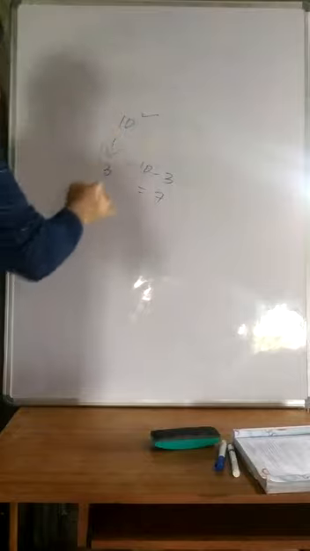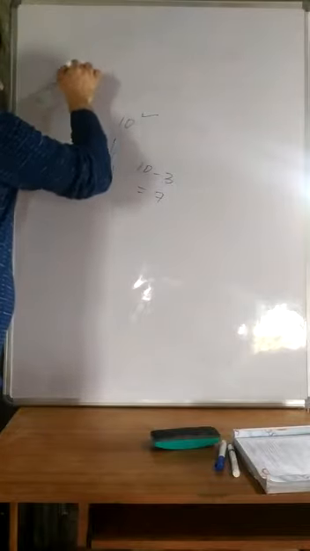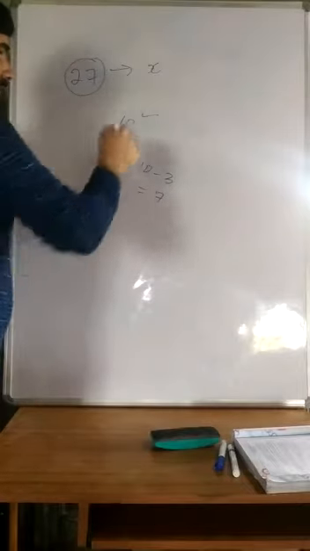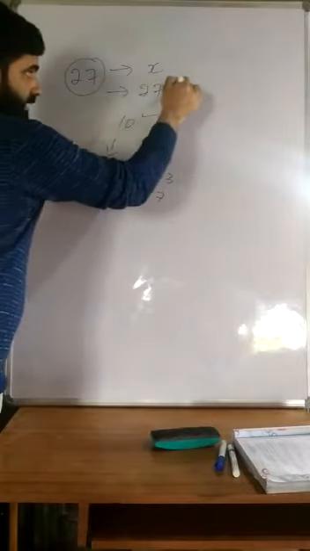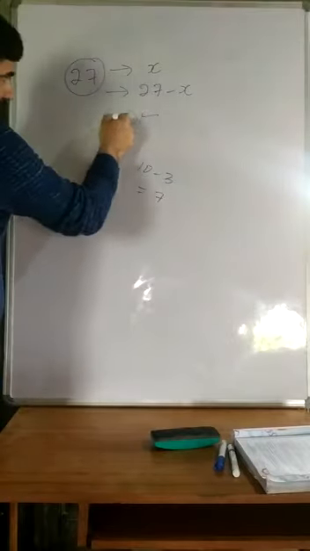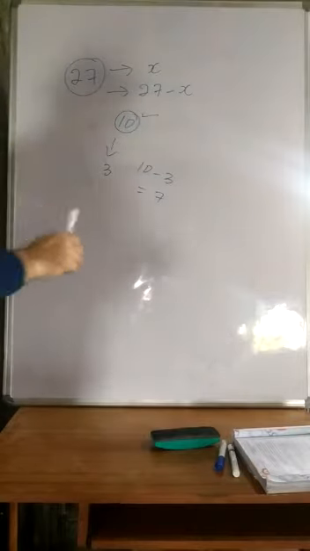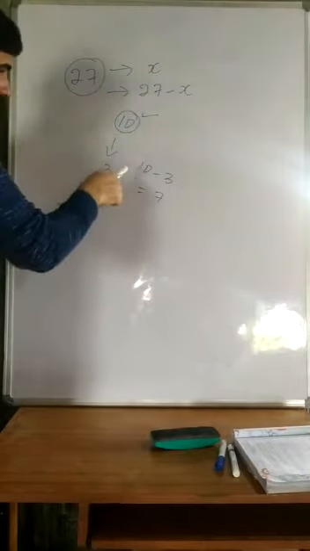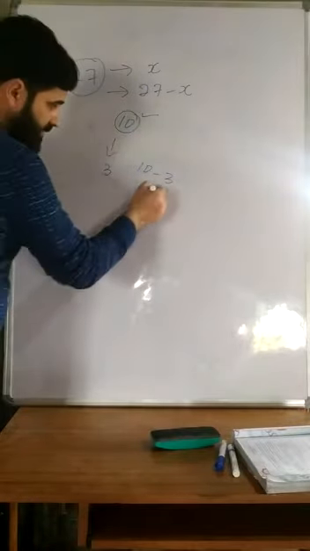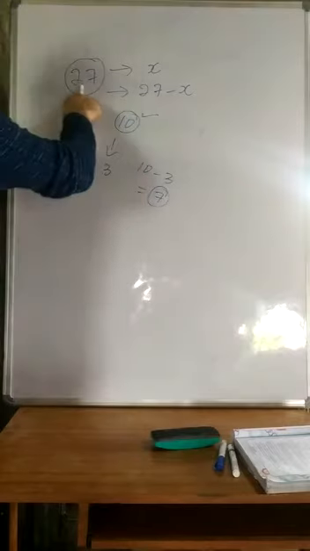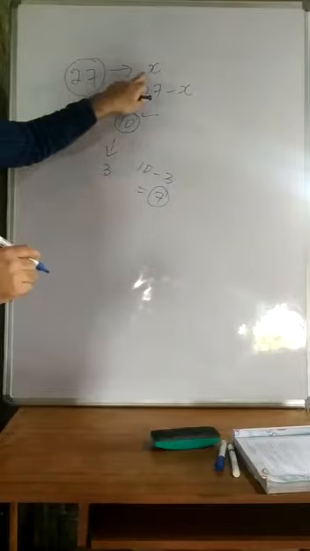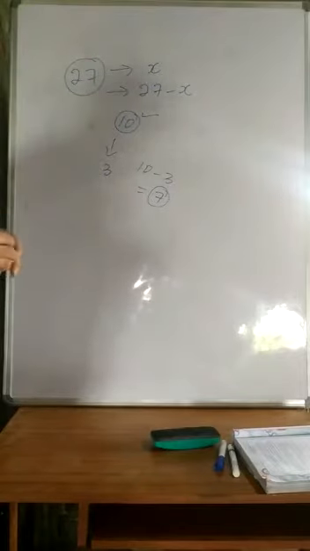Likewise, we have two numbers whose sum is 27. Let one number be x. Another number will obviously be 27 minus x. I told you earlier, say we have two numbers whose sum is 10. Let one number be 3. Then another number is 10 minus the given number. The given number is 3, so it will become 7. Here the sum is 27. One number is x, and another is 27 minus x.